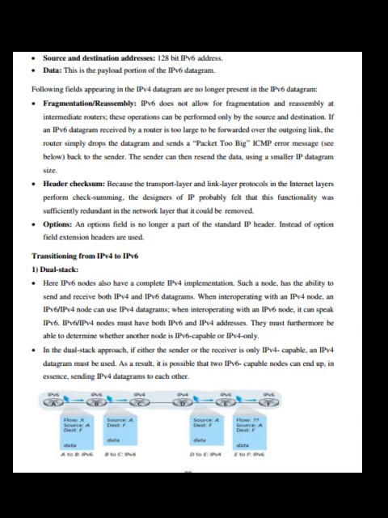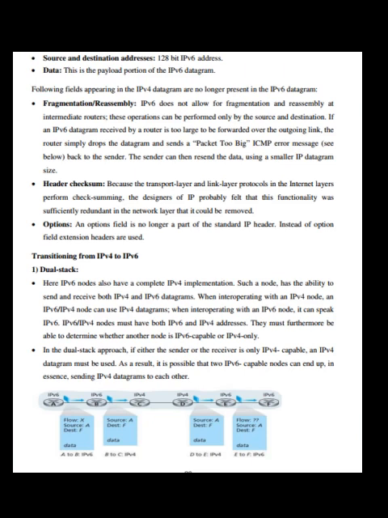Transitioning from IPv4 to IPv6. Dual stack. Here IPv6 nodes also have a complete IPv4 implementation. Such a node has the ability to send and receive both IPv4 and IPv6 datagrams. When interoperating with an IPv4 node, an IPv6/IPv4 node can use IPv4 datagrams.